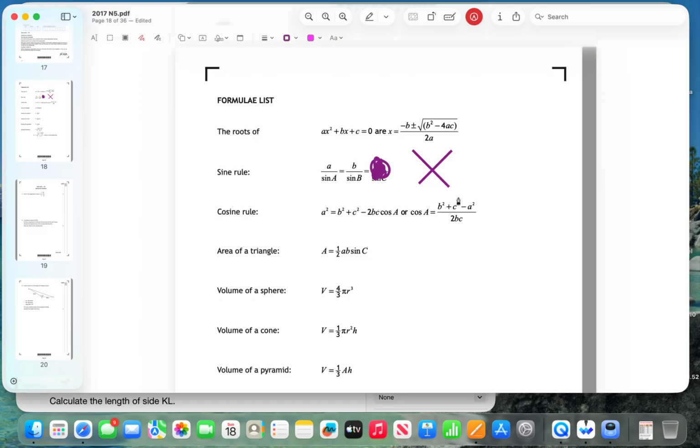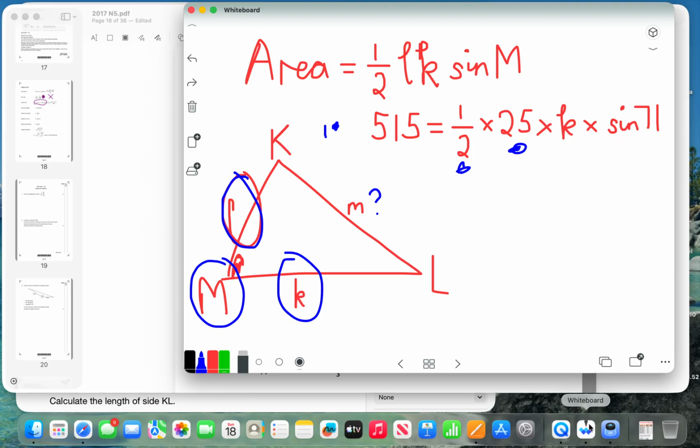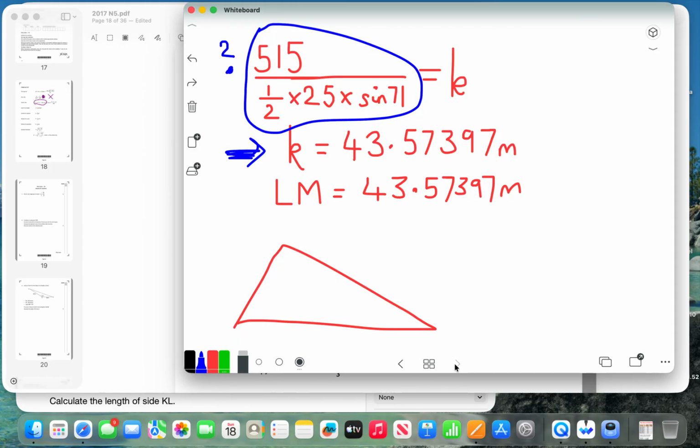You've got two forms of the cosine rule. Both of them mean the exact same thing, but one of them is designed for finding a side and one's designed for finding an angle. We want to find a side, so the small a is the best one, and we're going to stick with this. So we want to use the cosine rule.